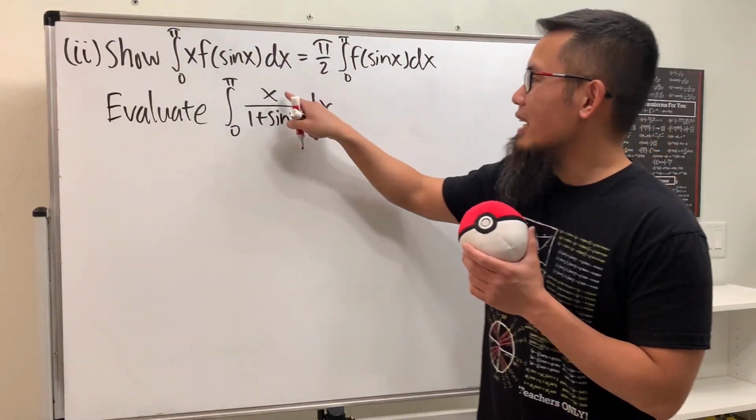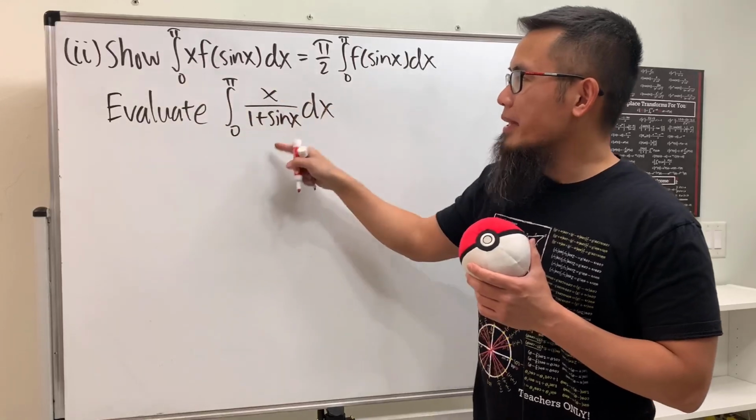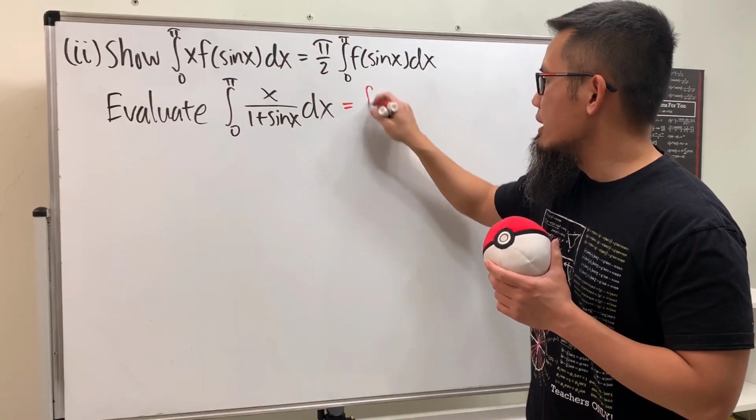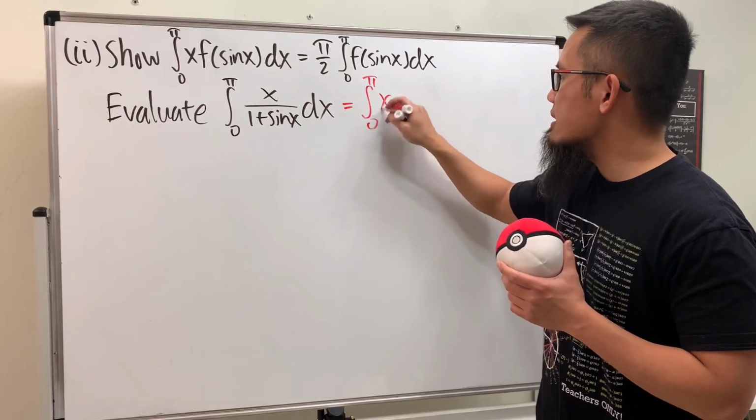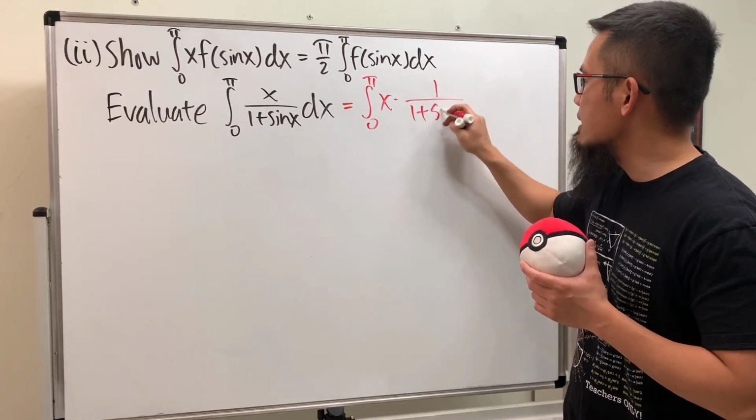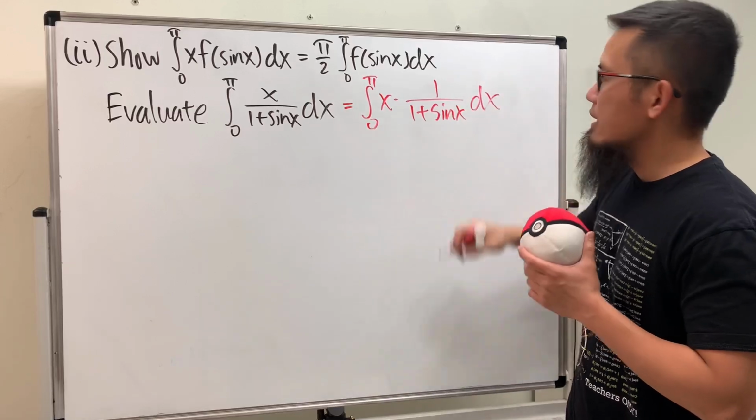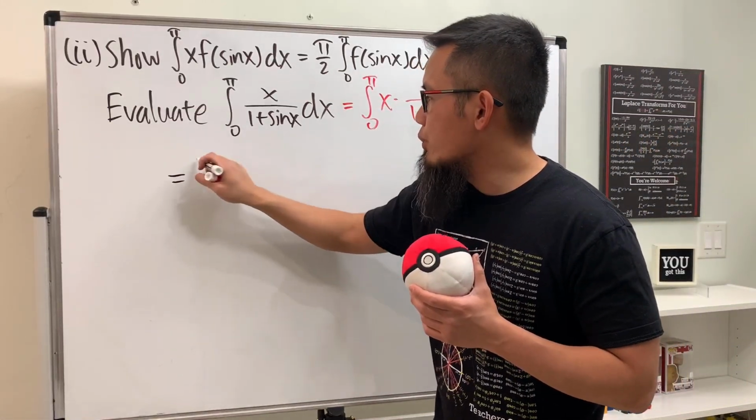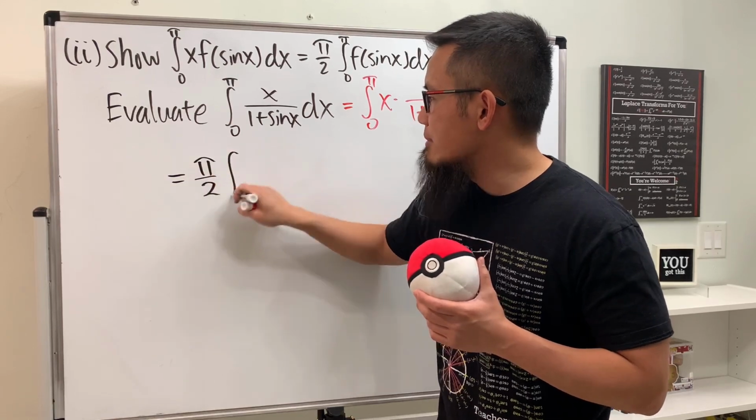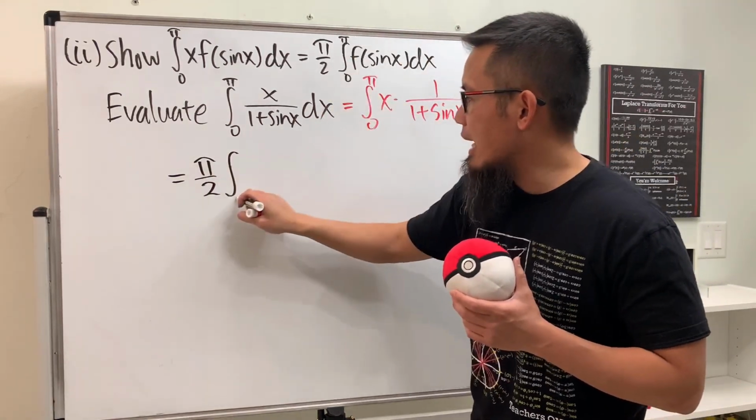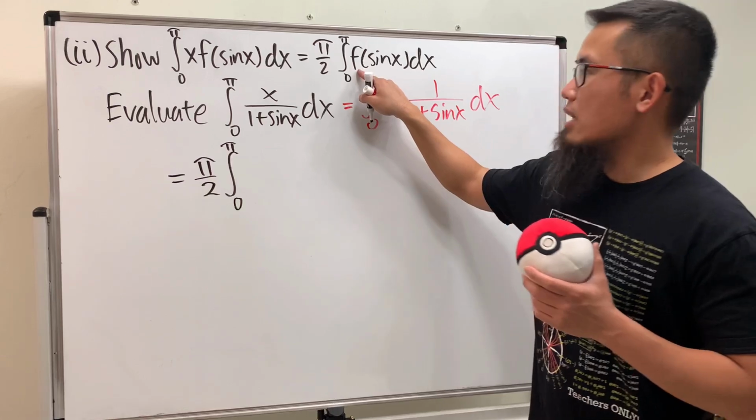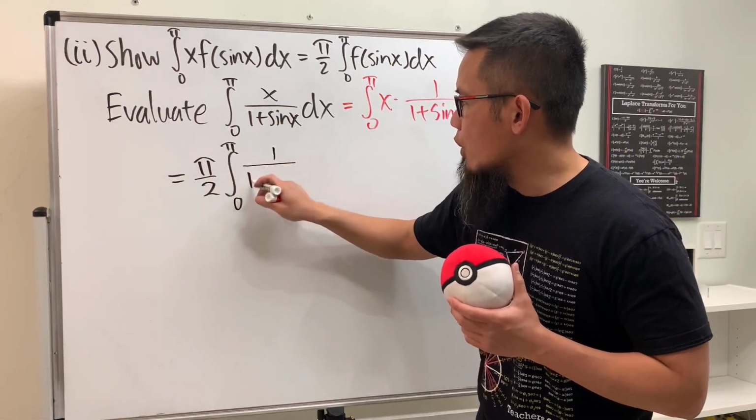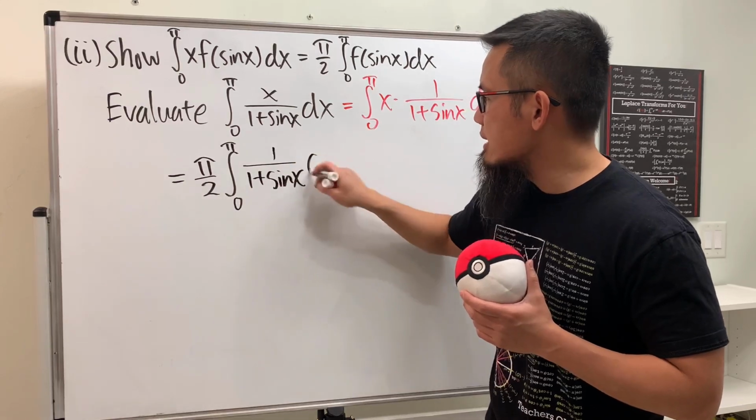But we're going to finish this integral for part 2. And you can see that the x is right here, so the remaining part is f of sine x. So this right here is the same as the integral from 0 to pi x times 1 over 1 plus sine x. And now, thanks to this identity, we know this is equal to pi over 2 times the integral going from 0 to pi of just f of sine x, which is just this portion. So we'll write down 1 over 1 plus sine x dx.